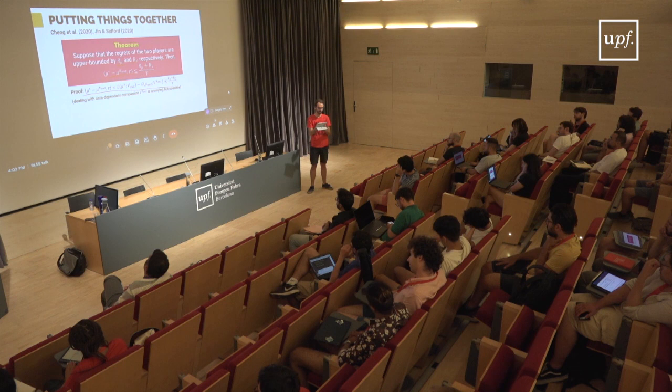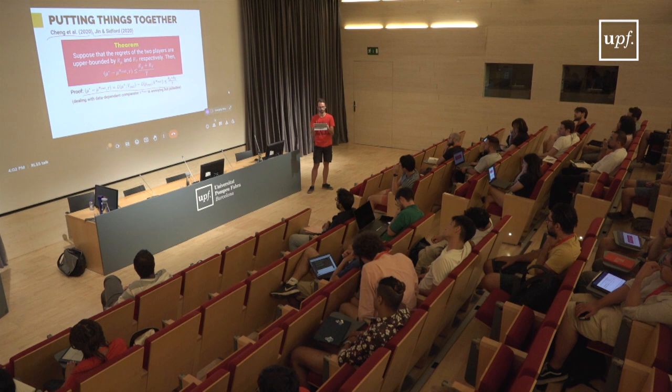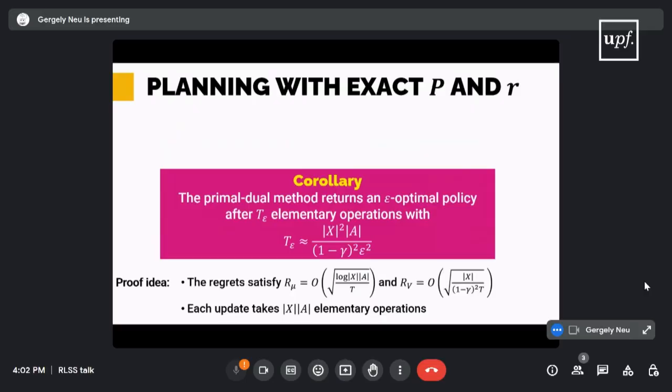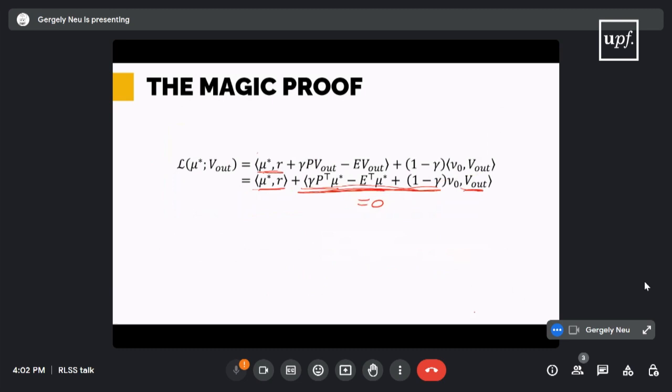Yes, this has been done by Cheng et al., and also in another very nice paper by Jin and Sidford. If you apply specific regret minimization algorithms in this framework, then one guarantee that you can derive from this, for example, if you know the exact transition function P and the exact reward function R, then it means that you can run this algorithm exactly. Sorry, I need to go back quite a bit.